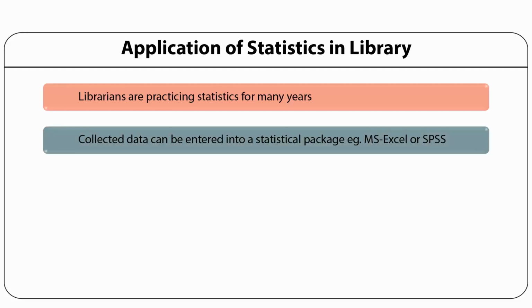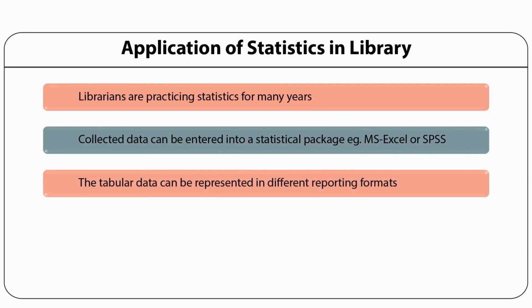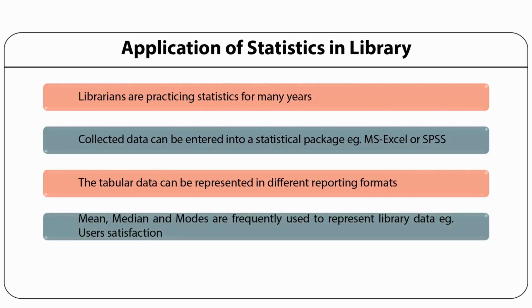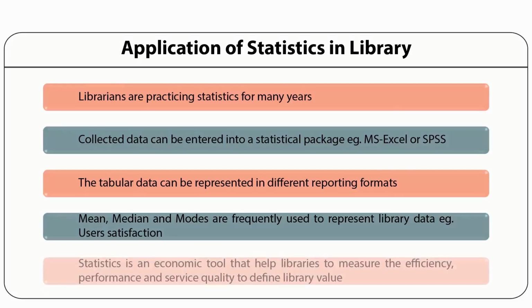Collected data can be entered into statistical packages. As I have told you, tabular data can be represented in different reporting formats; mean, median, mode, and other frequency distributions like standard deviation, etc., used to represent library data such as user satisfaction, your number of user visits, etc., can be calculated. Statistics is an economic tool that helps libraries to measure efficiency, performance, and service quality to define library value. So that is the buzzword today.